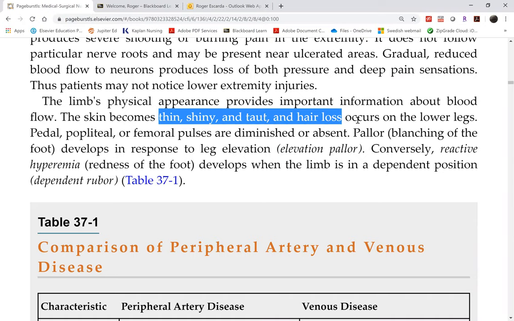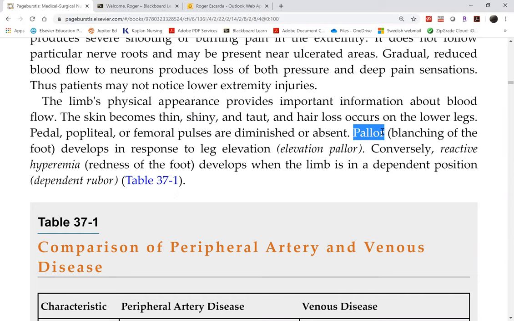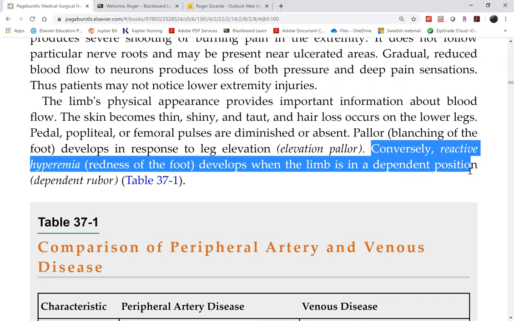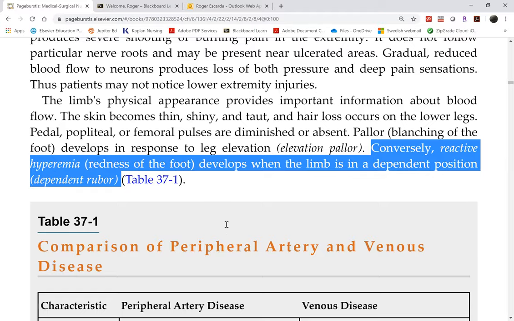No more hair, right? And then the pulses are now diminished or even absent. It looks pale when you raise the leg. So you put the leg up, it looks pale. However, when you put it down in a dependent position, it turns red. The explanation for this is, of course, if you put it down, gravity helps increase blood flow to the extremity. And in the same manner, if you elevate it, gravity also prevents blood from going up to the distal part. Does that make sense? Yes. All right.